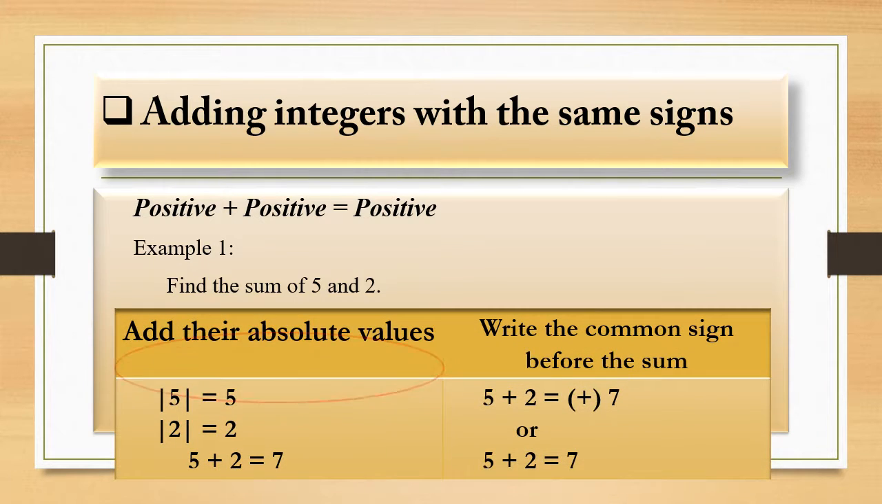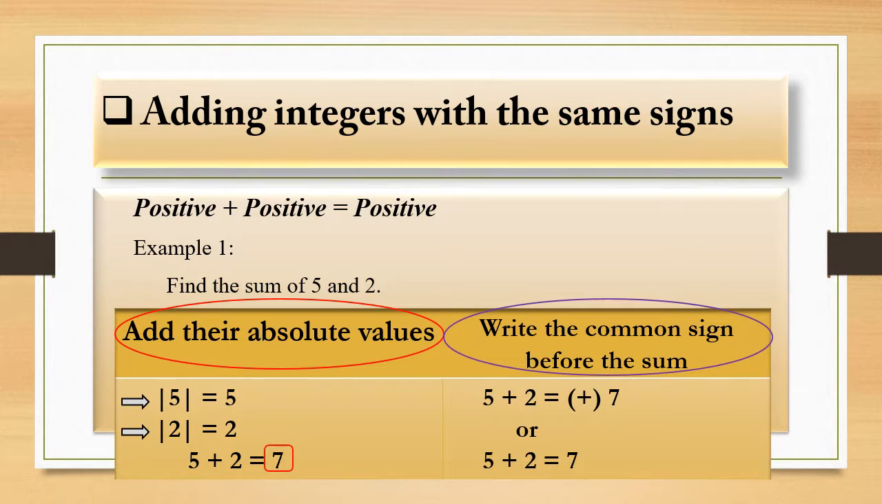First, we add their absolute values. So, the absolute value of 5 is 5, and the absolute value of 2 is 2. When we combine their absolute values, we get 7. Next, let's write the common sign before the sum. Since 5 and 2 are both positive integers, the sign of the sum must also be positive. Therefore, 5 plus 2 is equal to 7.